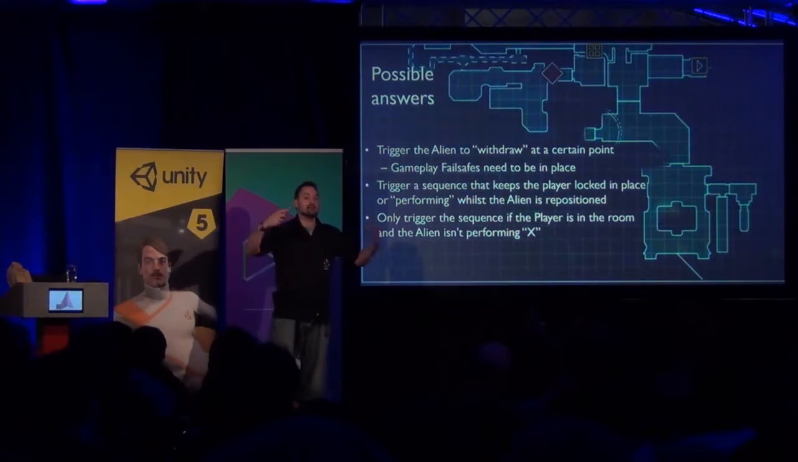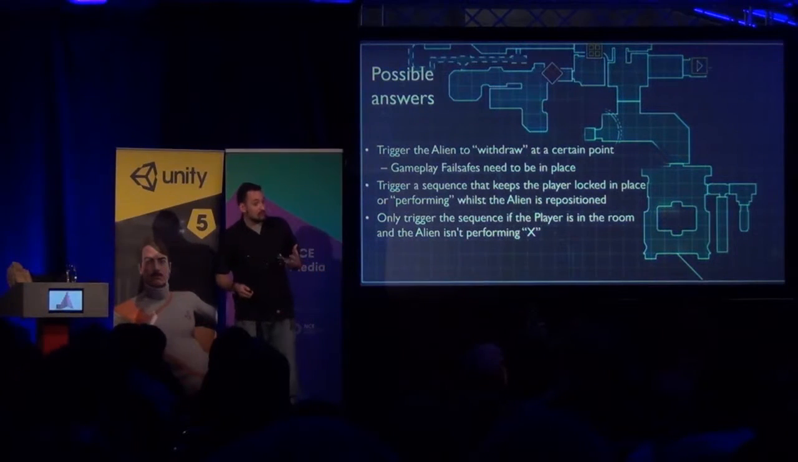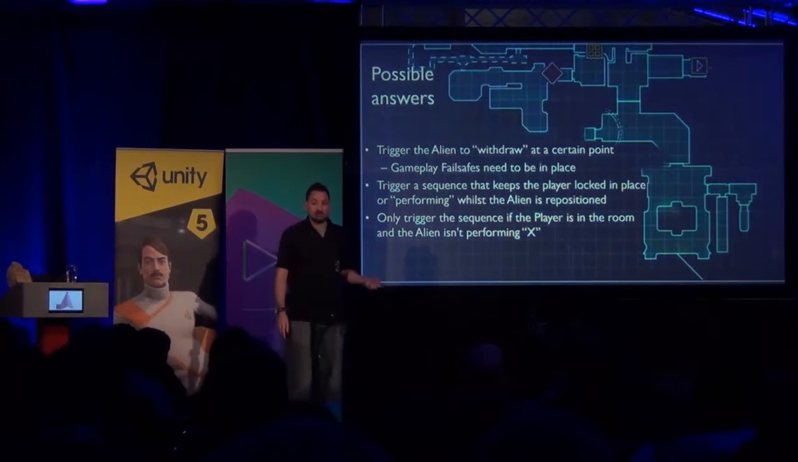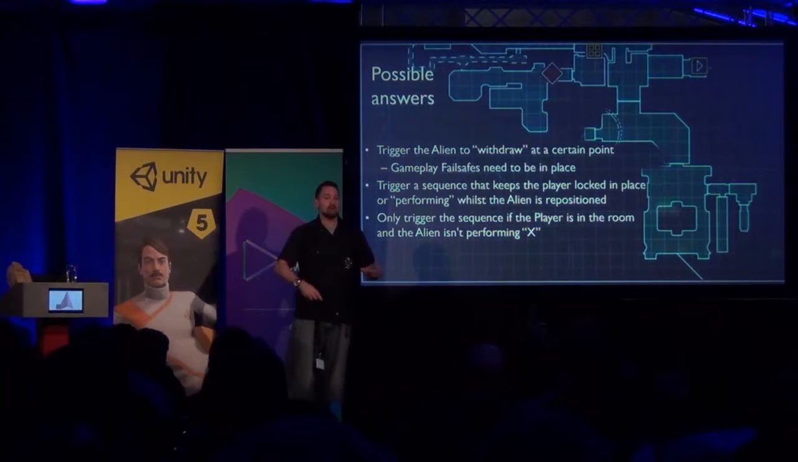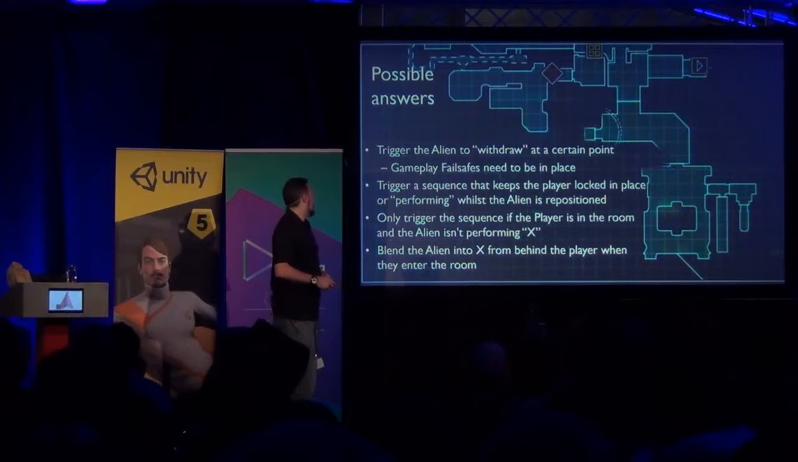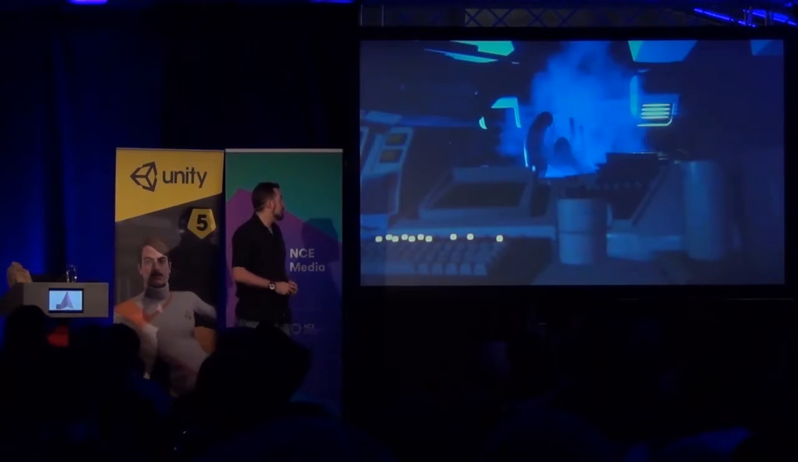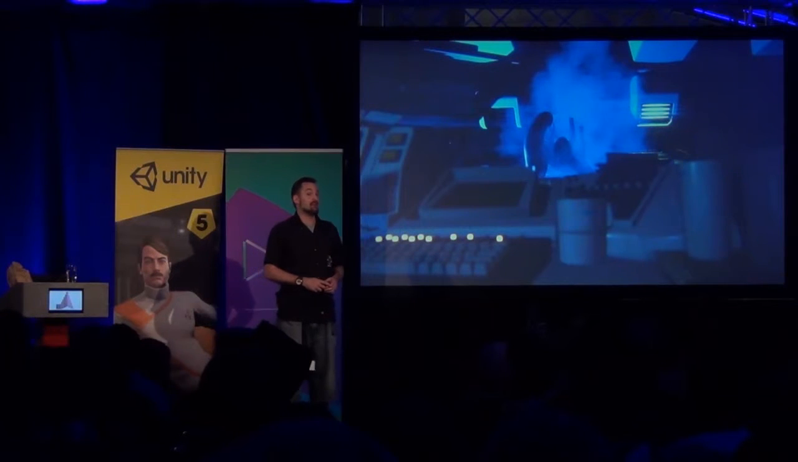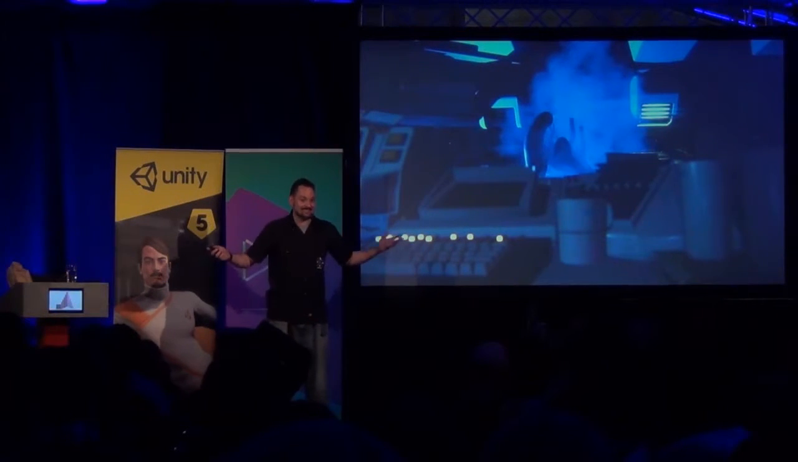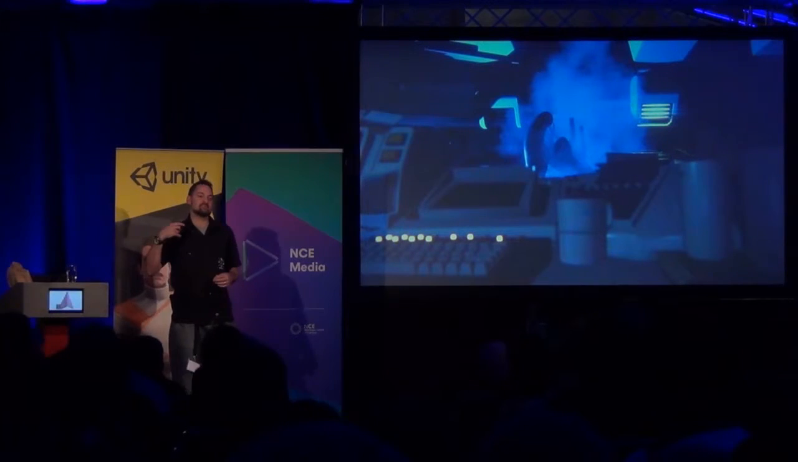We can also only trigger the sequence if the player is in the room and the alien is in this position and performing, so the alien hasn't seen you and is under a very certain condition. This is quite an easy one to do, but also it could mean the player wanders around that room for absolutely ages trying to finish the level, and the scene hasn't triggered because the alien's not in the right mood. And then the one I just suggested, which is blending the alien into X from behind the player. And the actual answer is all of them.